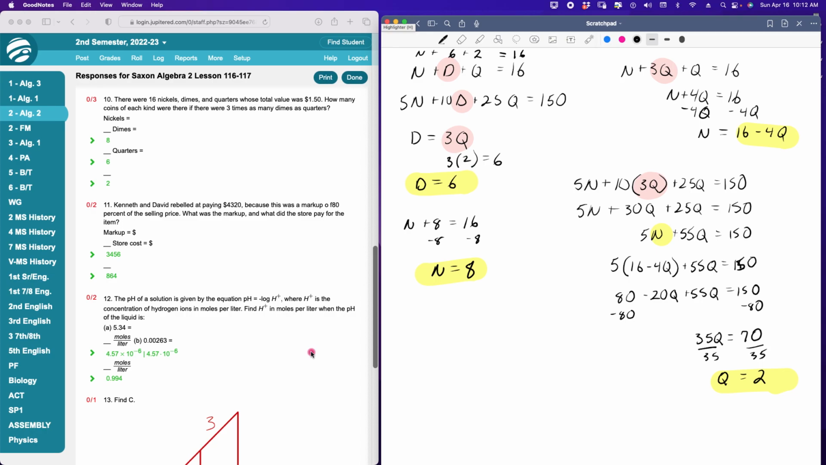And like I said, there's a couple of ways you could do it. You could do substitution, which is what I did. I found the value of n and substituted it in. Or I could have taken this value and multiplied it times a -5, and I would have gotten to the same thing. So either way would have worked. That is number 10. Let's look at number 11.